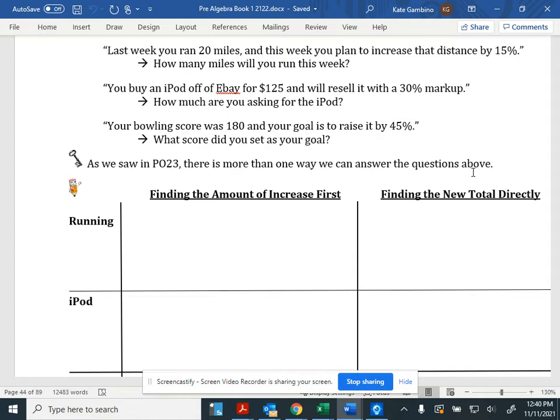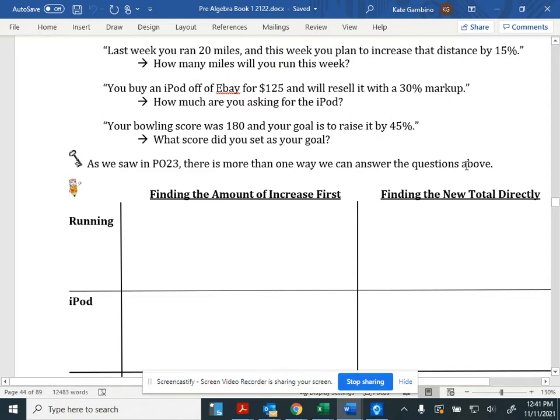If you want to make a profit, you want to make some money, you need to figure out how much you should ask for. Your bowling score was 180 and your goal is to raise it by 45%. What score did you set as your goal? So as we saw in PO23, there's more than one way we can answer the questions above. So let's look at some of the ways we can answer this.